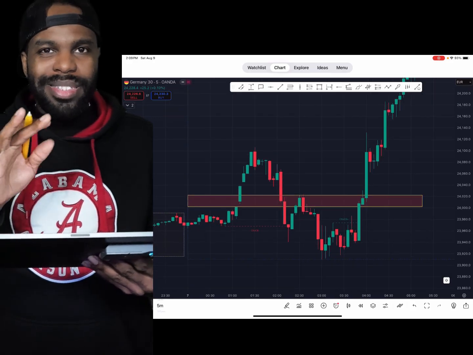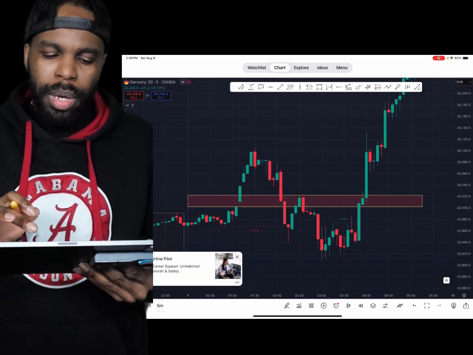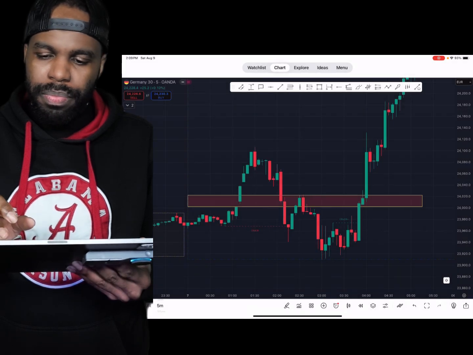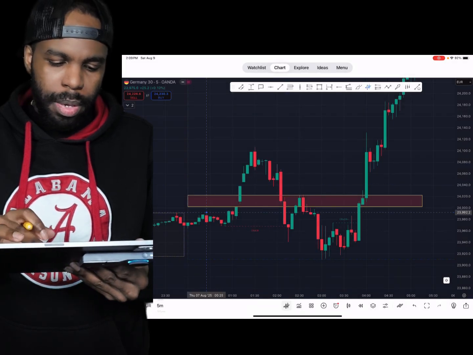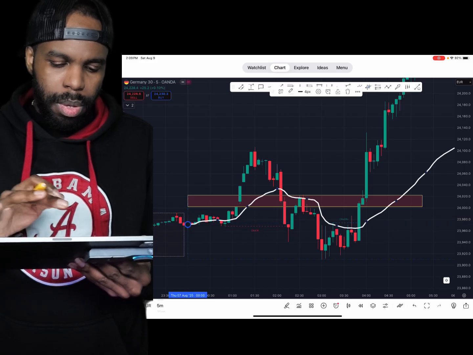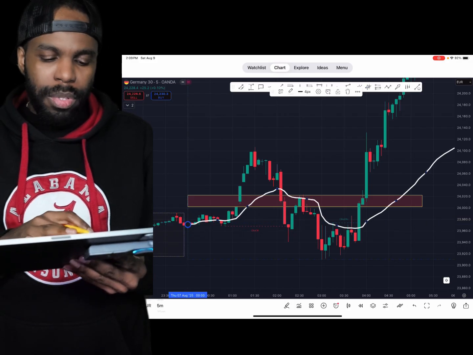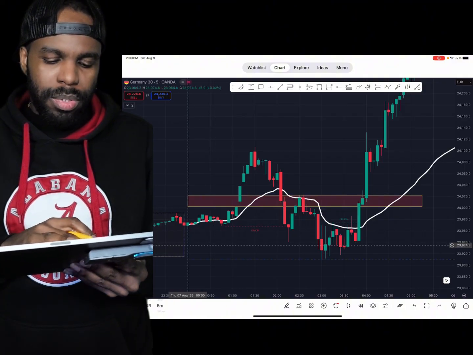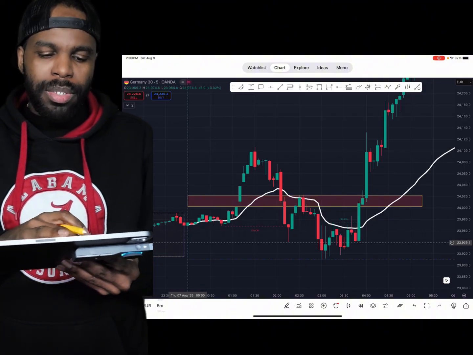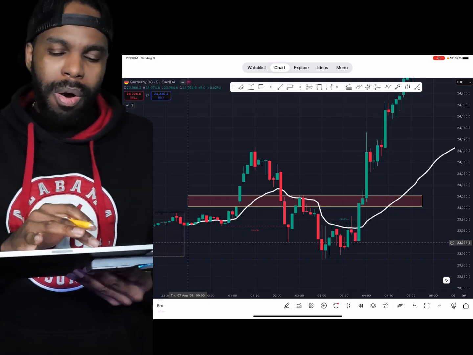And now the next thing that I want to do is anchor my VWAP. Boom. I got my anchor VWAP at the midnight candle. So I look for the midnight candle. I'm going to show you guys what I'm talking about. So this is the midnight candle right here. I'm going to anchor my VWAP on that candle.